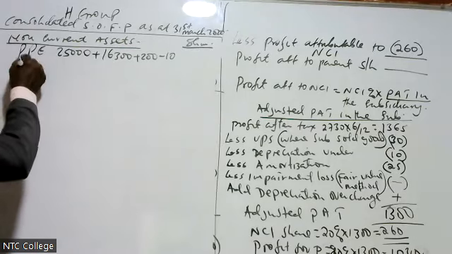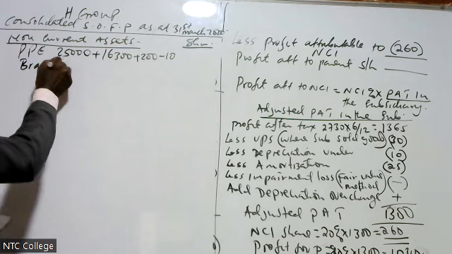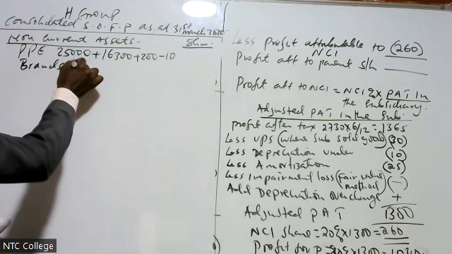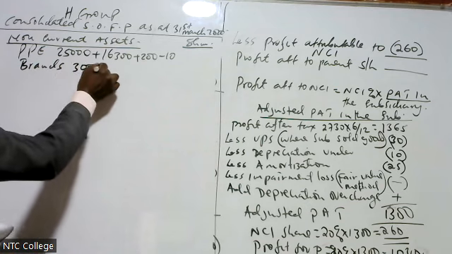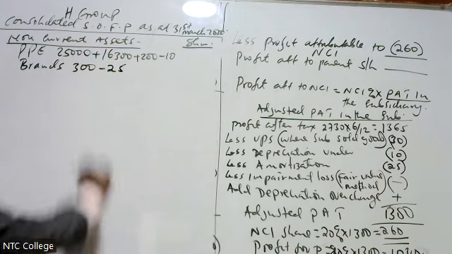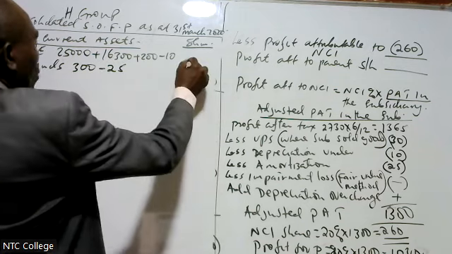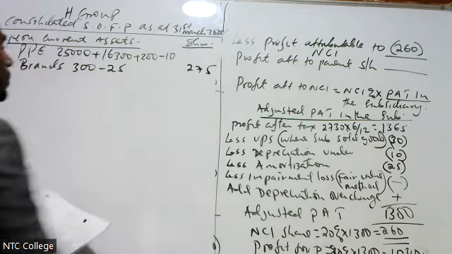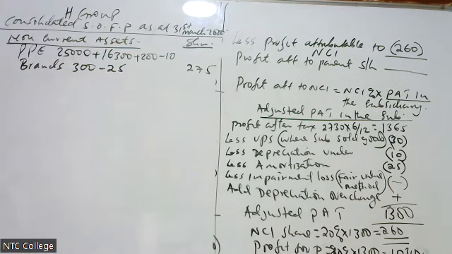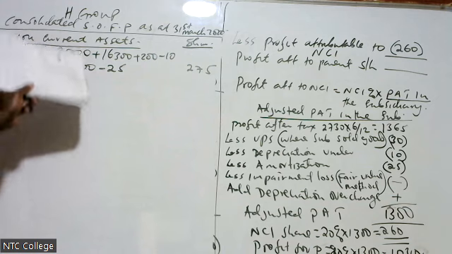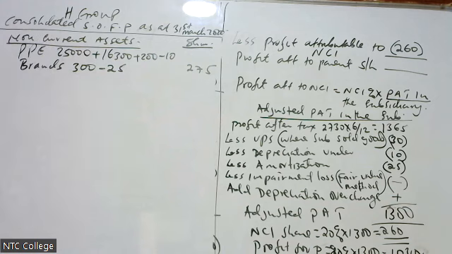Then I have brands. Brands is 300 minus 25 amortization. I get 275. That is brands, fair value adjustment on brands. Note number 1, 300 minus amortization.